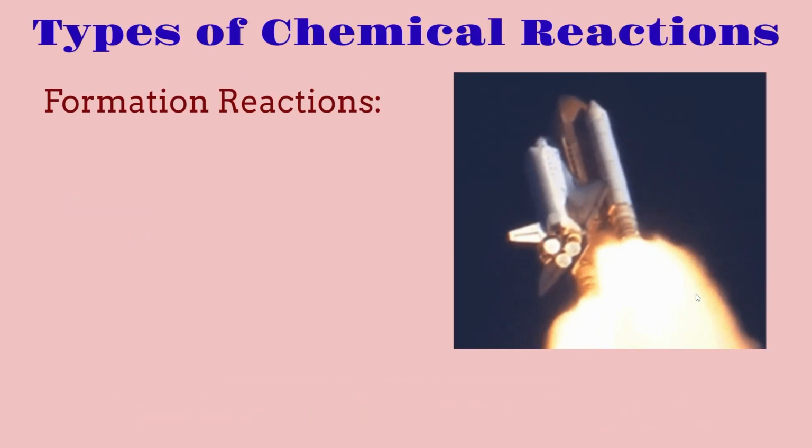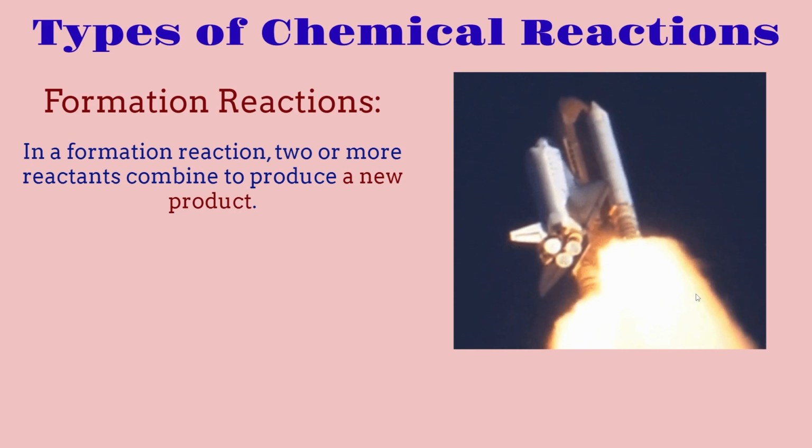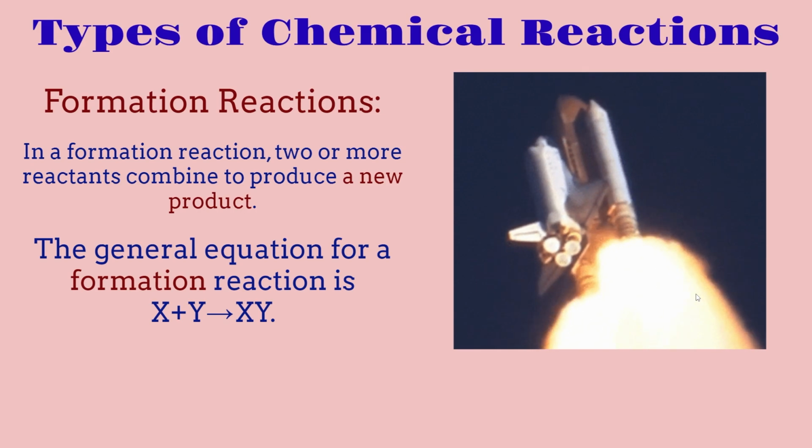So starting off, we're going to talk about our first type of chemical reaction, which is called a formation reaction. In a formation reaction, 2 or more reactants combine to produce a new product. And the general equation for a formation reaction is x plus y is equal to xy. So now let's look at an example of this formation reaction to see how it actually looks.